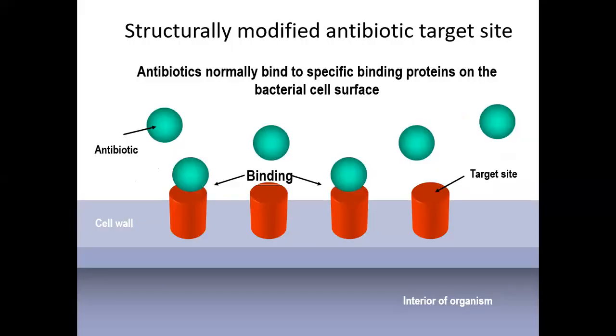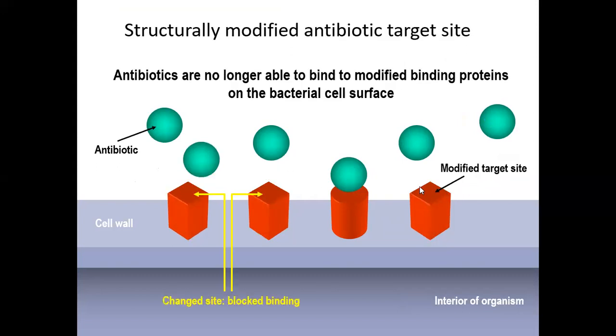Now, when the antibiotic target site is modified structurally, the antibiotic can't bind, right? Here you can see the target site of the antibiotic. This is the antibiotic and this is the target site. Easily it can bind to this, right? But if you see over here, the modified target site, you can see the square. Now the antibiotic can't bind. If it can't bind, it can't penetrate and can't get inside the cells, the interior of the organism.